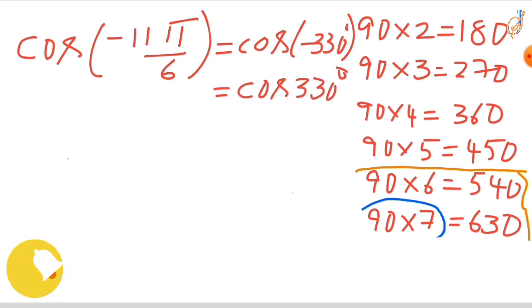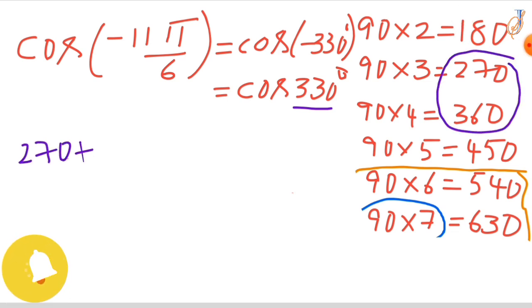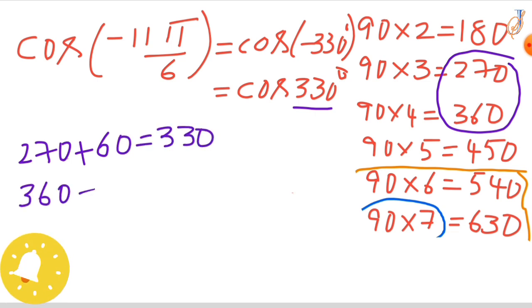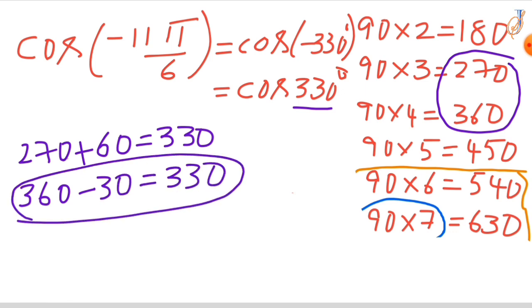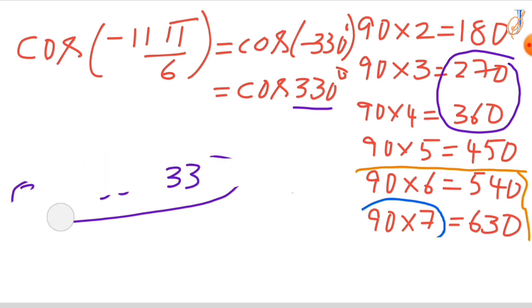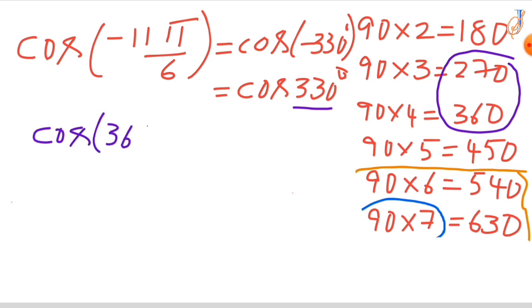Go for the first step. Whatever the given angle, we need to convert it in terms of 90 n plus or minus theta. So 330 lies in between 270 and 360. For 270, if you add 60, you will get 330. For 360, if you subtract 30, you will get 330, isn't it? So which is the nearest one? This is the nearest one. So let's take 360 minus 30. So cos of 360 minus 30. So 360 we can write in terms of 90, that is 90 times 4.